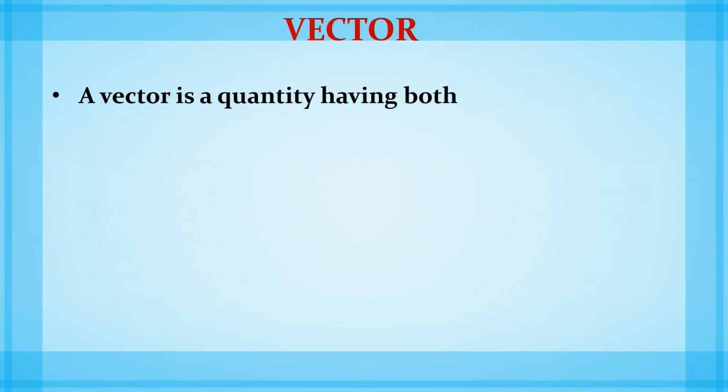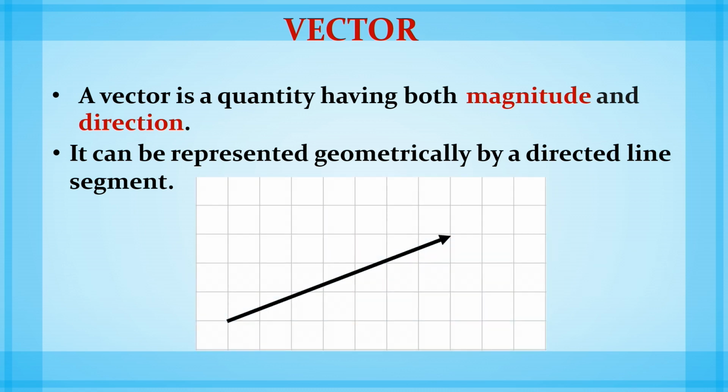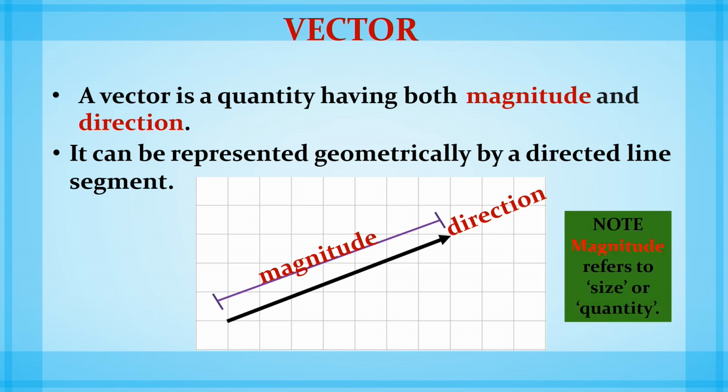Students, a vector is a quantity having both magnitude and direction. It can be represented geometrically by a directed line segment as shown below, where the length of the directed line segment is called magnitude and the arrowhead indicates direction of the vector. Students, in general, magnitude refers to size or quantity.